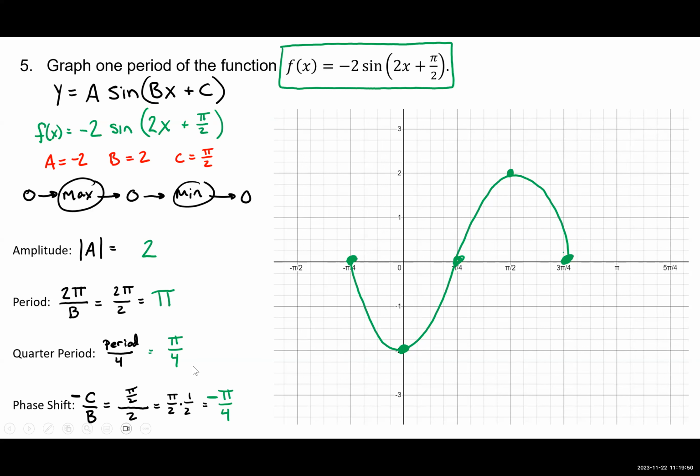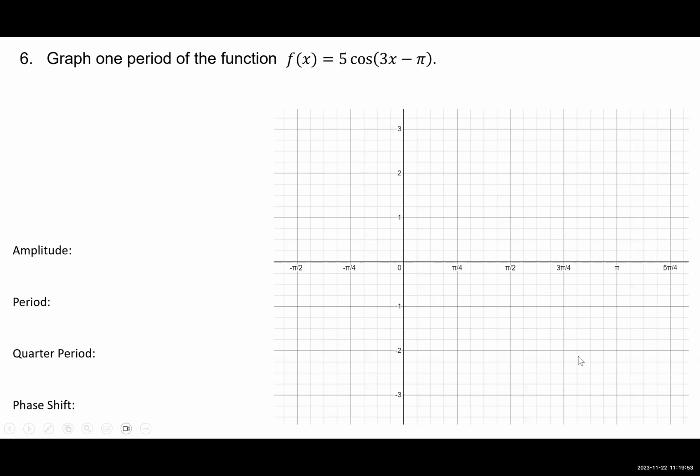All right, one more. We've got a cosine function, y equals a cosine bx plus c. In this case, that's 5 cosine 3x minus pi. So let's run through this one. The amplitude is going to be the absolute value of 5, which is 5. The period is going to be 2 pi divided by b, or 2 pi divided by 3. So a quarter of that, divide that by 4.